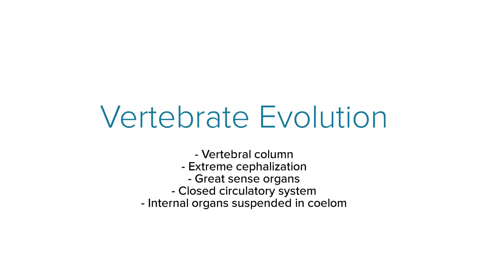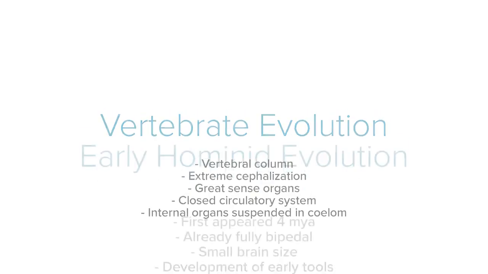As we move on further to vertebrate evolution, you again see the evolution of more complex structures. So now we have a vertebral column. We have extreme cephalization, which allows us to protect the brain. We have pretty extraordinary sense organs. We have a closed circulatory system, and our internal organs are actually suspended in the coelom.